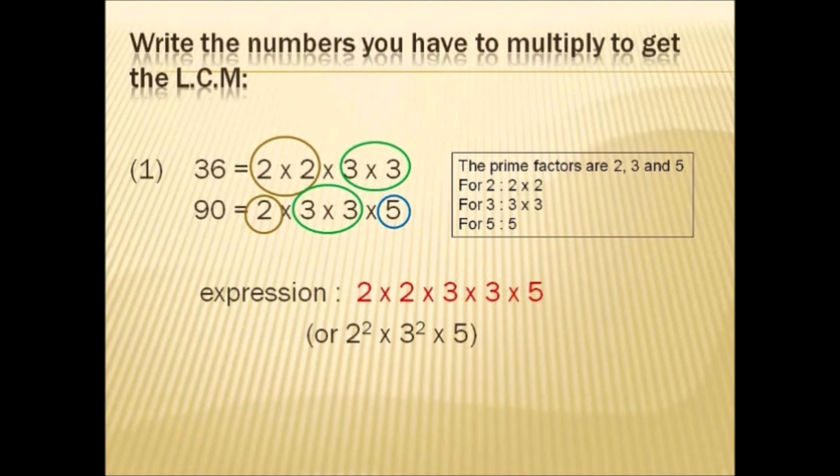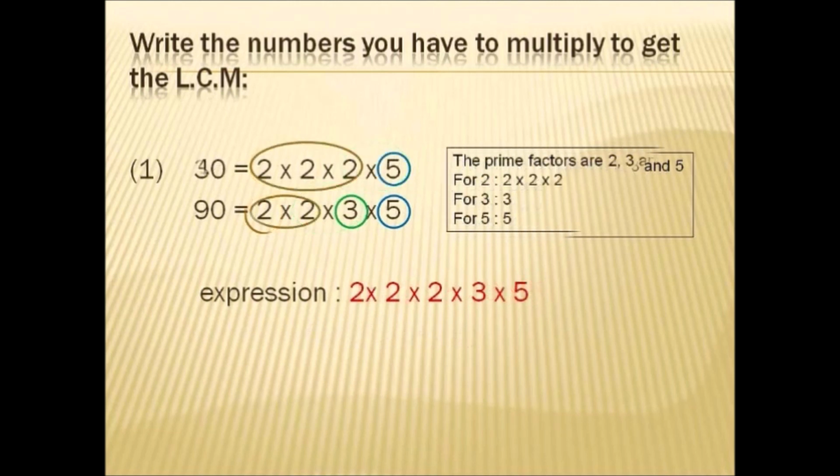Once you know what the prime factors are, figure out how many of them you're using and use the greatest number. That's it. Number 2, the prime factors were 2, 3, and 5. For 2, we have to use the greatest number of 2's, which is 2 times 2 times 2. For 3, it's just 3. And for 5, it's just 1 5. So it's 2 times 2 times 2 times 3 times 5. That's what you're going to use to find the LCM.